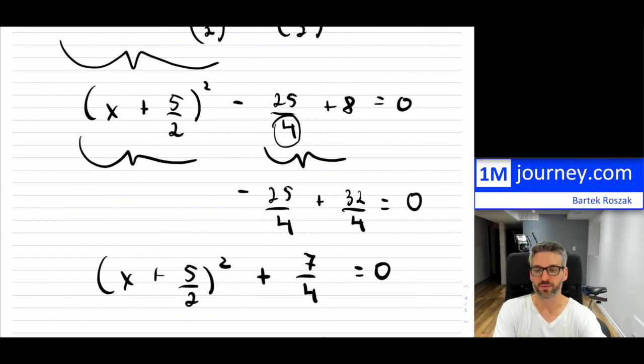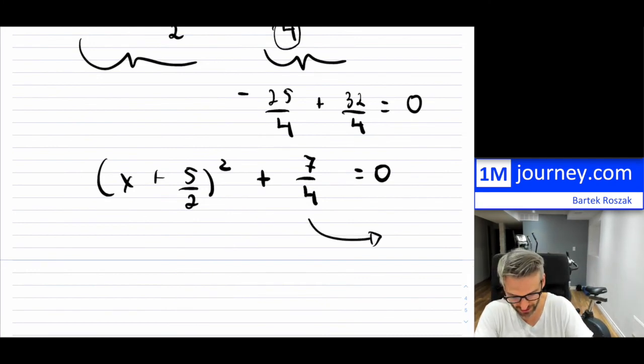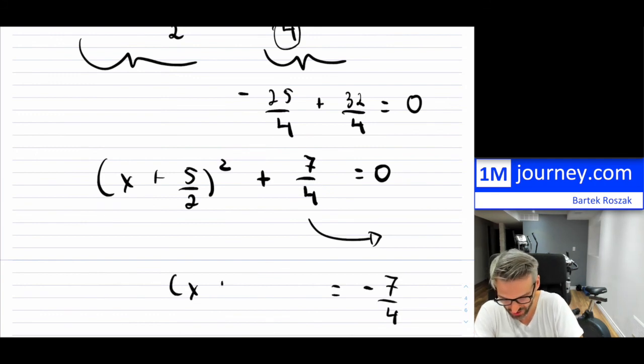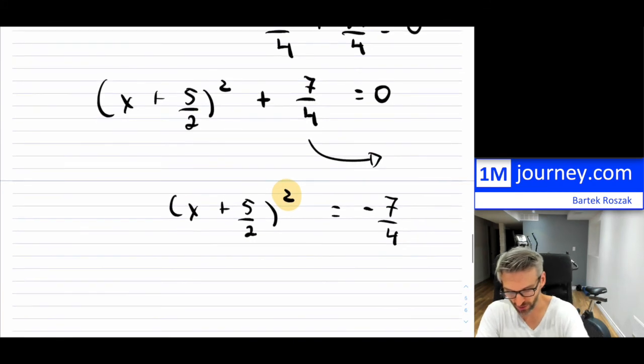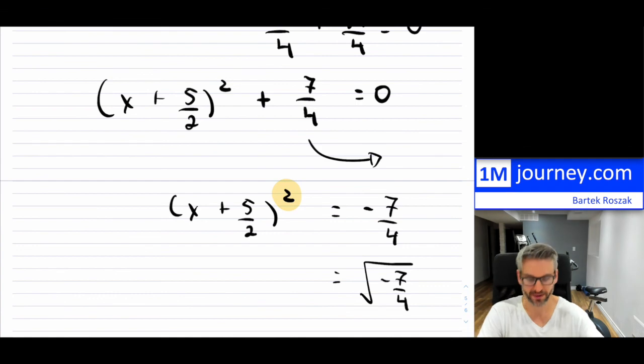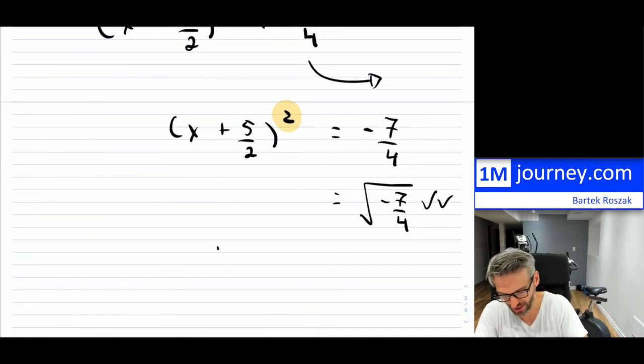And this is where the problem is going to lie, because if we try to solve this, we would move this over to the other side, and what you will find is it's going to become negative 7 over 4, equals x plus 5 over 2 squared. Because of that square, we're going to be trying to take the square root of that. And as you know, the square root of a negative number does not give you a real answer. So once you notice this step, you basically say this has no solution.